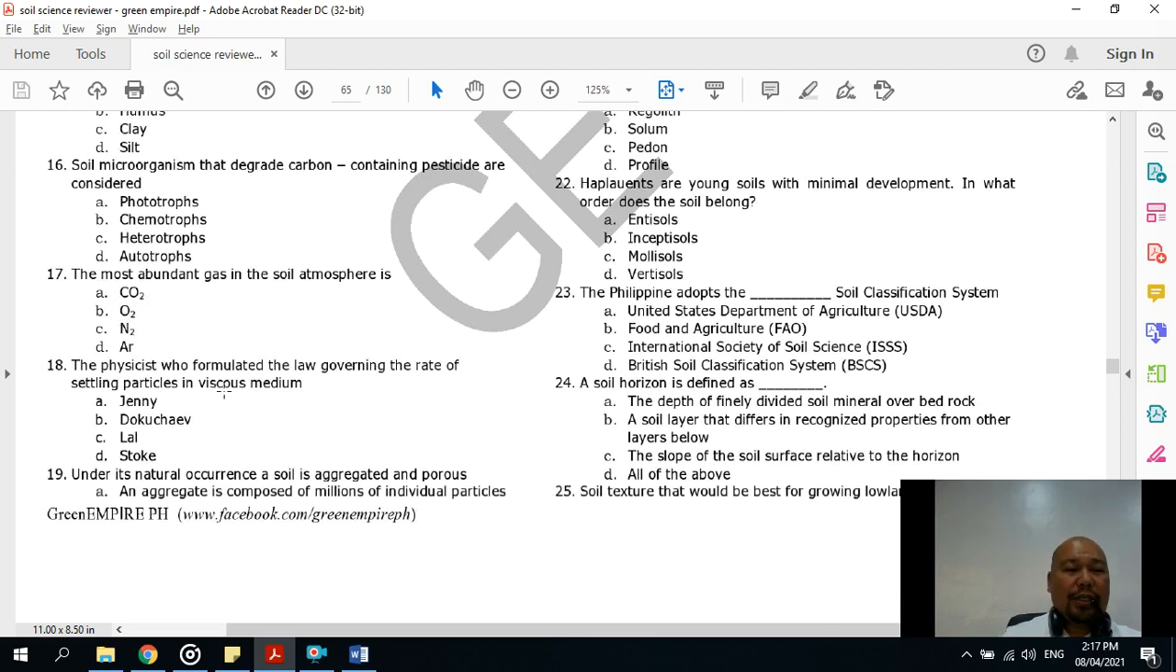Number 18. The physicist who formulated the law governing the rate of settling of particles in a viscous medium: Jenny, Dokuchaev, Lal, or Stokes. I forgot the others, but luckily I do remember that Stokes developed Stokes' law.